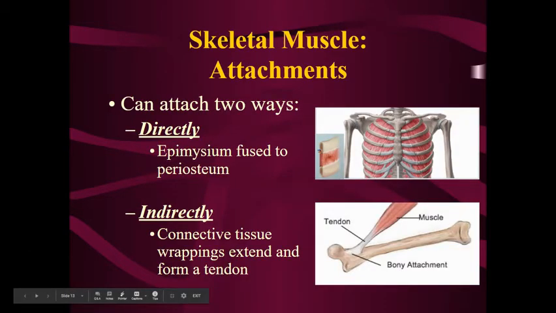So these are the two ways that the muscles can be attached. They could be directly attached, which is when the epimysium is fused to the periosteum. So this would be like the intercostal muscles of the rib cage. Or what we more normally think of is the indirect attachment, where that epimysium, the connective tissue wrapping, extends and kind of comes together, forms a tendon, and then the tendon is what attaches to the bone.